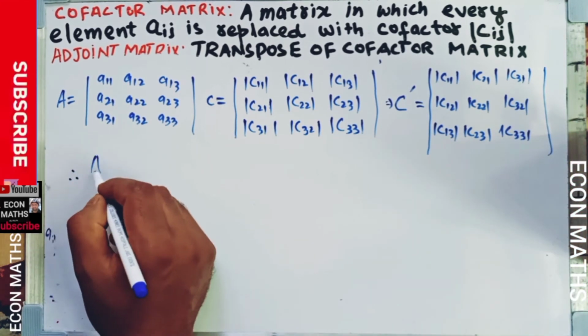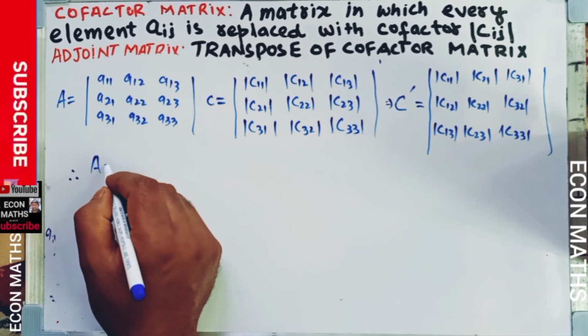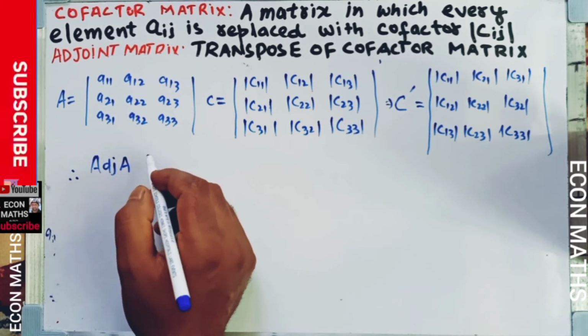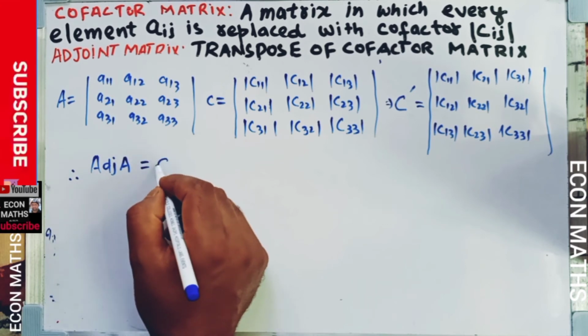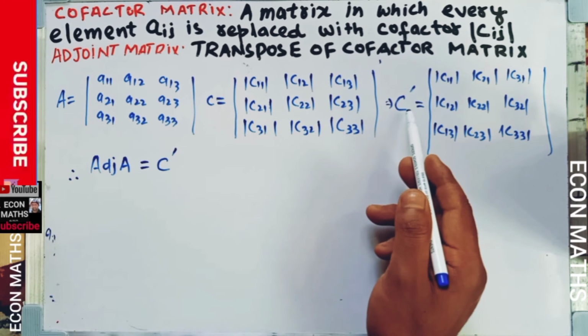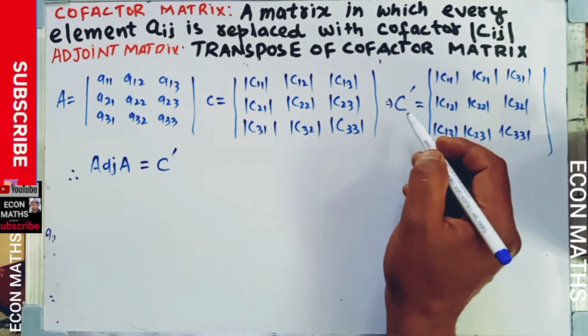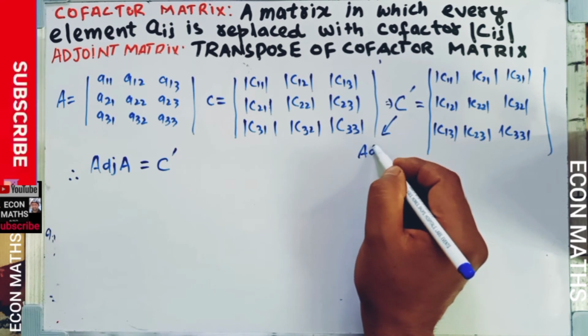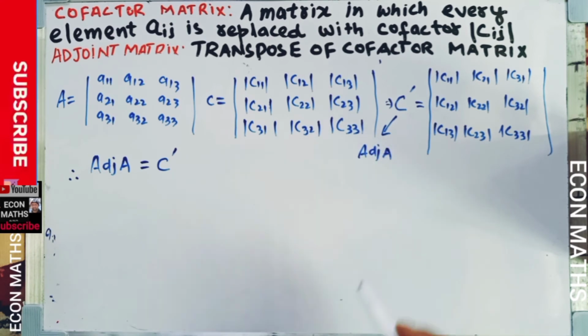So therefore the adjoint, which is denoted by adjoint of A, is equal to the transpose of C. So this is the adjoint matrix.